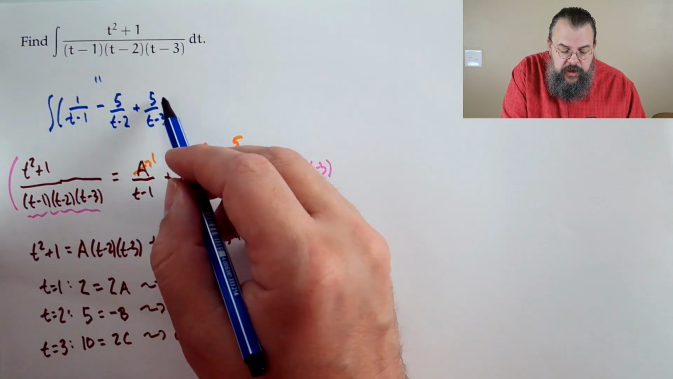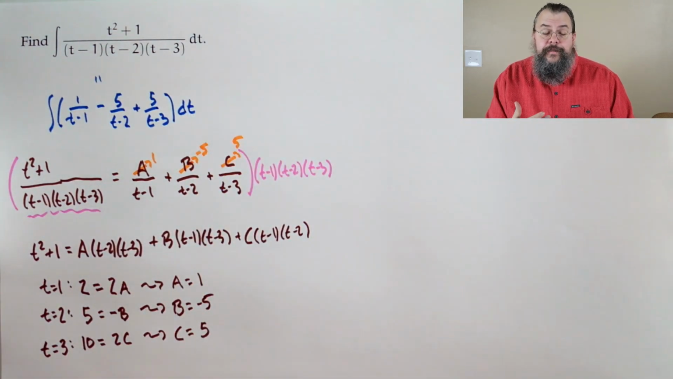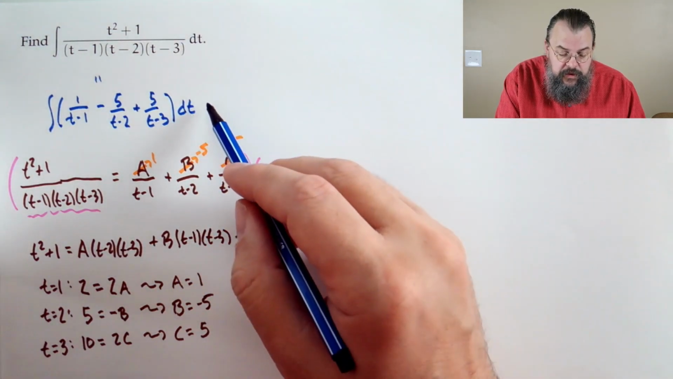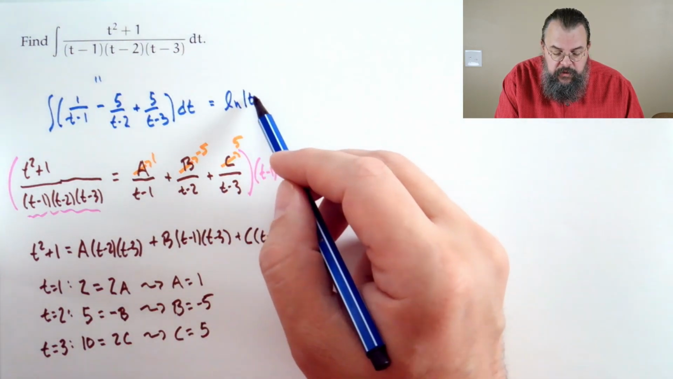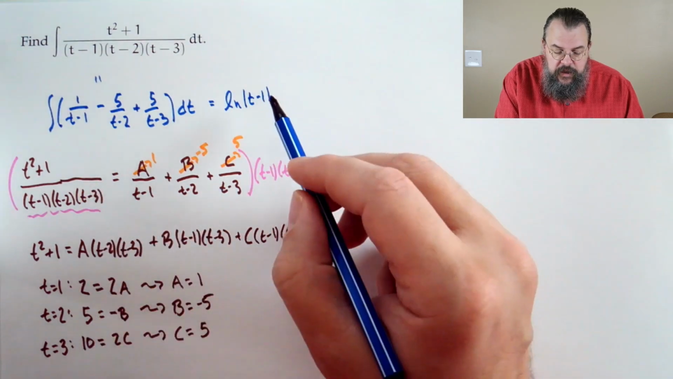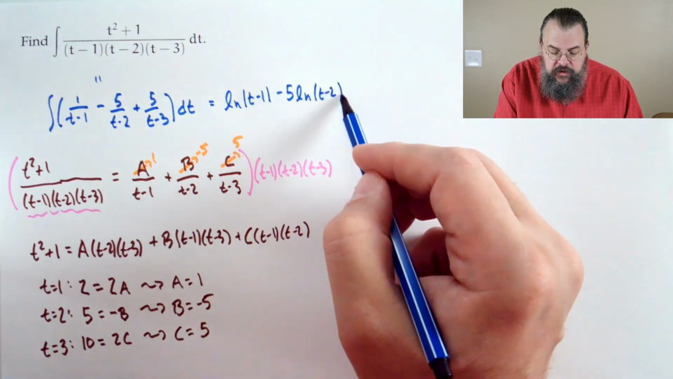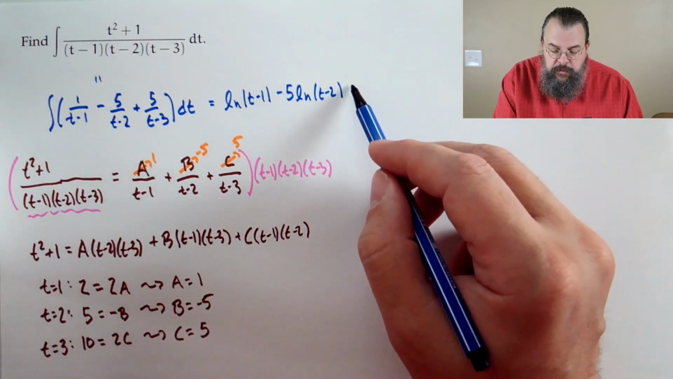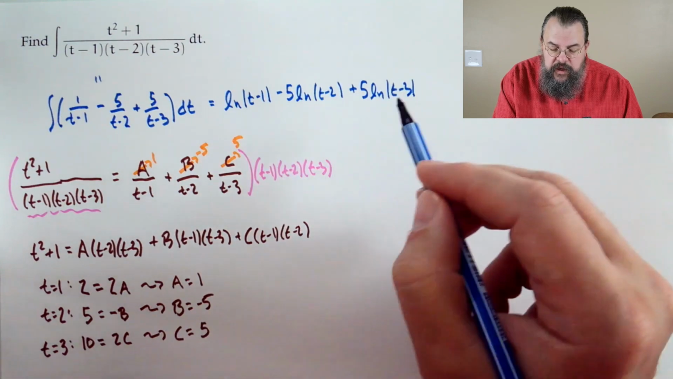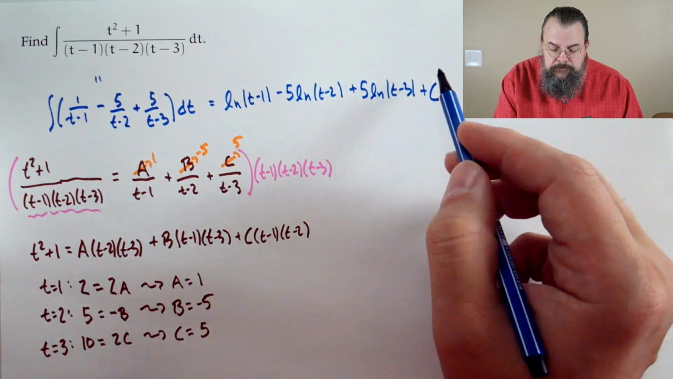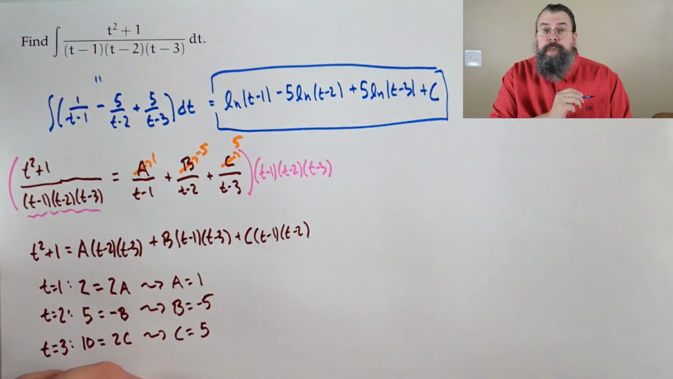And now we say, well, look, each one of those is nice. They're very clean pieces. So we have log of t minus 1, that's the first integral, minus 5 log t minus 2, that's the second, plus 5 log t minus 3, that's the third, plus c. And we're done.